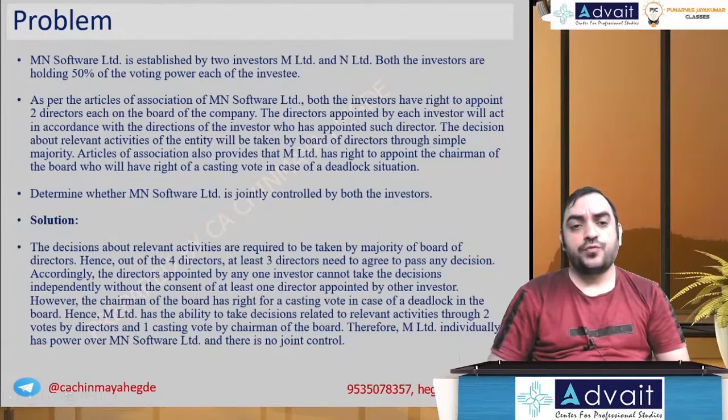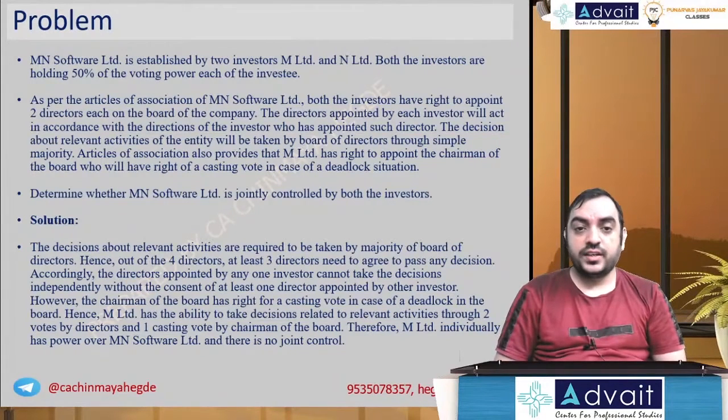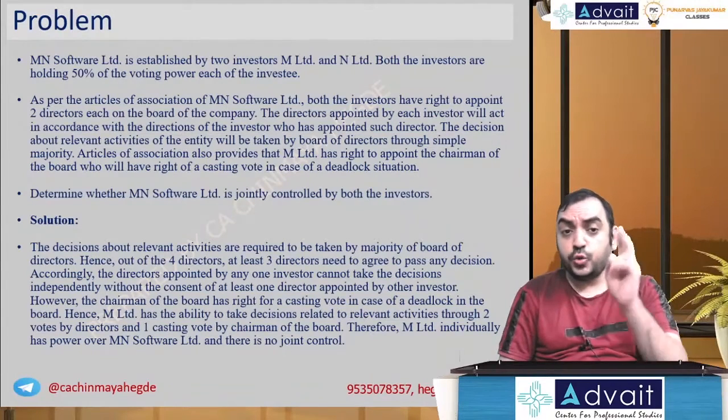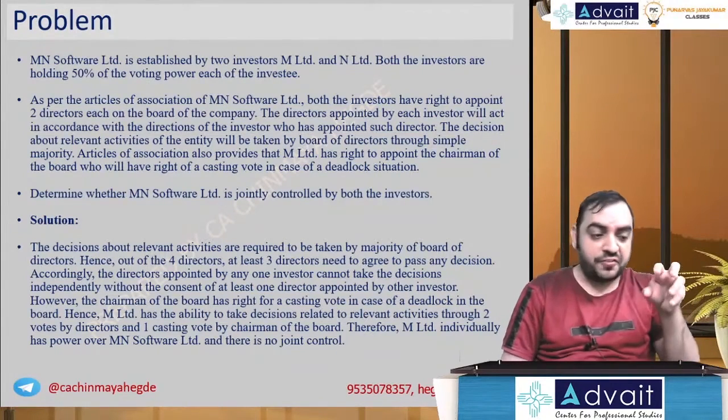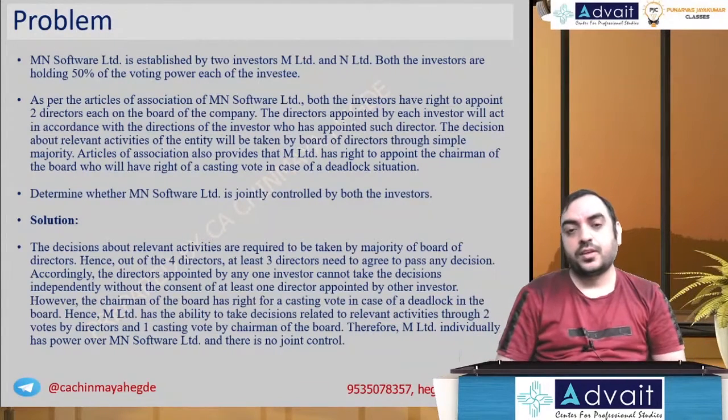Next, MN Software Limited is established by two investors, M Limited and N Limited. Both the investors are holding 50% of the voting power of the investee. As per the Articles of Association of MN Software Limited, both the investors have the right to appoint two directors each of the company. I have 50, I have 50. I appoint two, you appoint two. Simple.